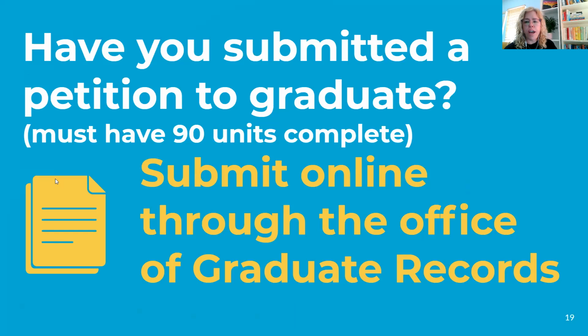So if you have completed 90 units, you've likely received an email from the registrar asking you to complete a petition to graduate, even if that seemed far away. We ask that you submit a petition to graduate at least a year in advance. It just helps us keep track of you, and so that we can make sure we can help you graduate on time.